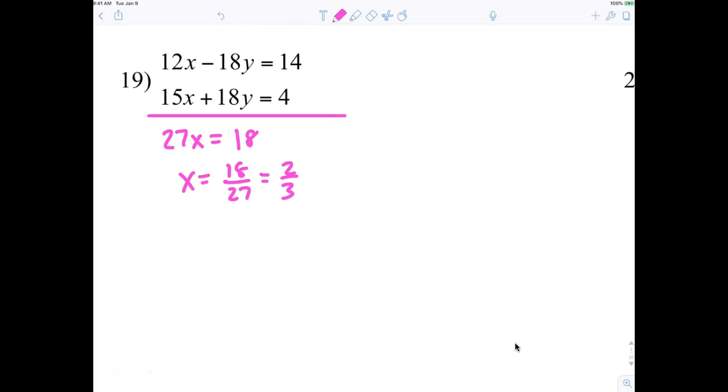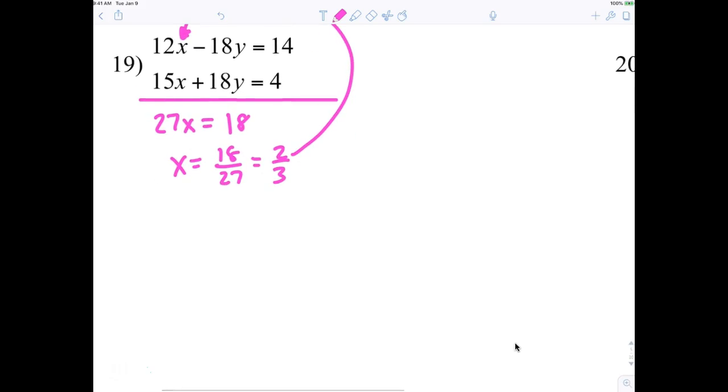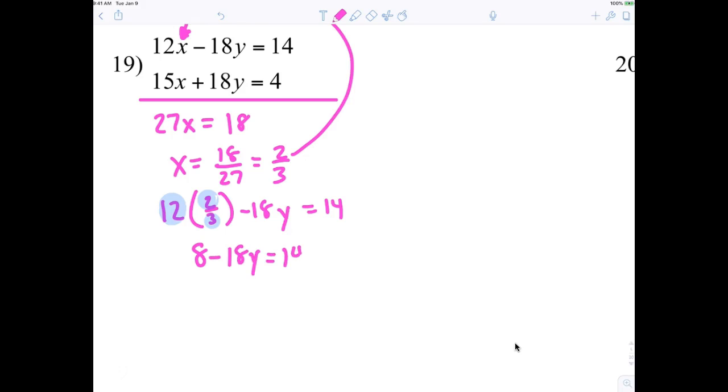Anybody have any issues with that? Now we take 2/3 and we plug it in for x. So 12 times 2/3 minus 18y equals 14. And again, we're not using a calculator to multiply 12 times 2/3. If you recall, I told you to divide first. 12 divided by 3 is 4, then times 2 is 8. So if you forgot, hopefully I reminded you. 8 minus 18y is equal to 14. Is everybody good with that?